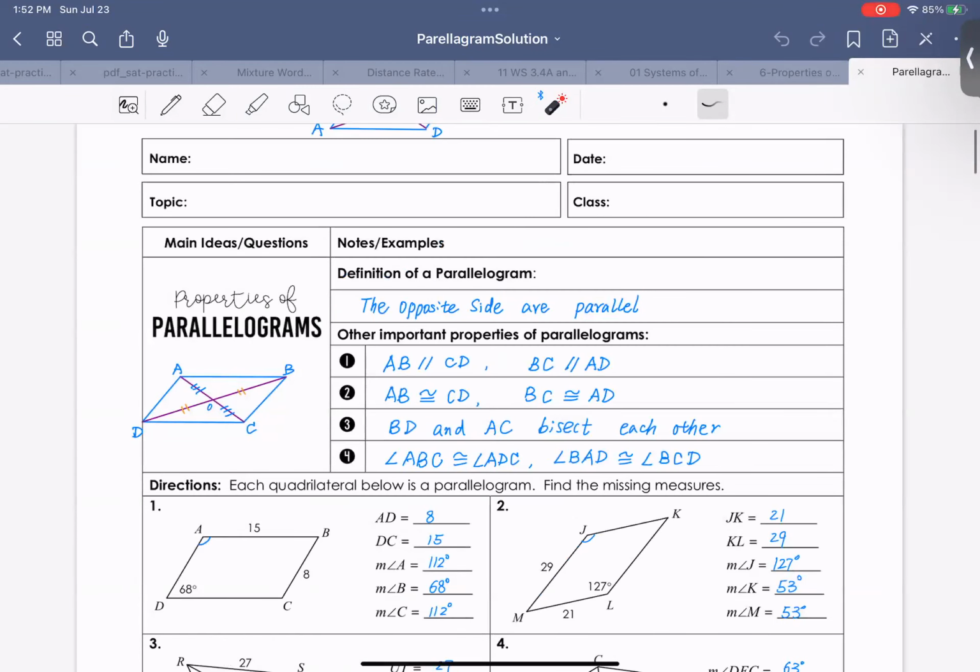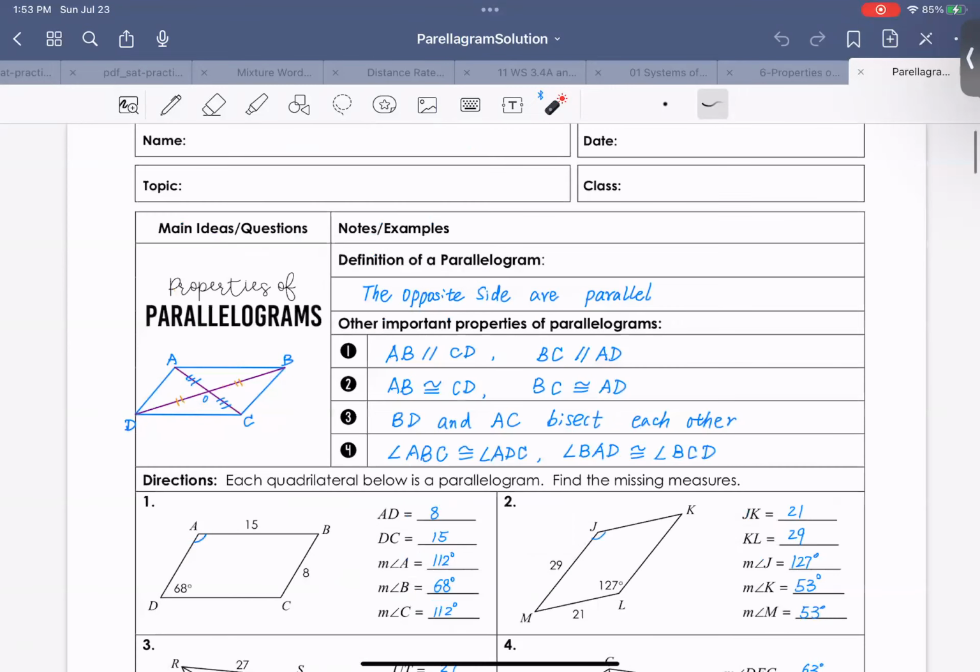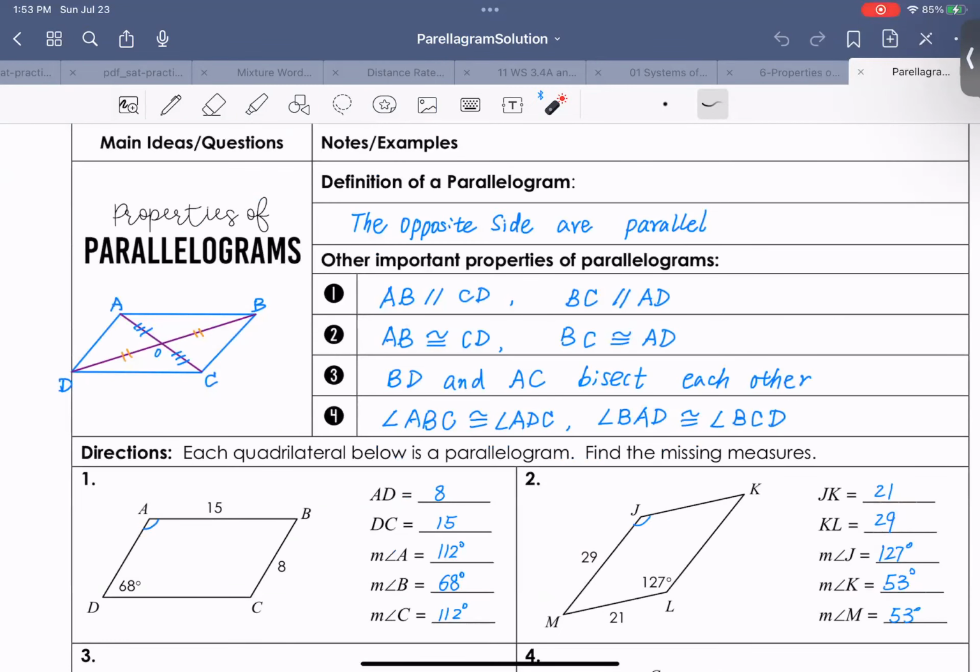Let's look at the parallelogram. Okay, so the parallelogram has many properties which are very interesting. You have the opposite sides parallel. So for this one, ABCD, you have the opposite sides parallel. And you have the opposite sides congruent. This piece equals this piece, and you also have this piece equal.